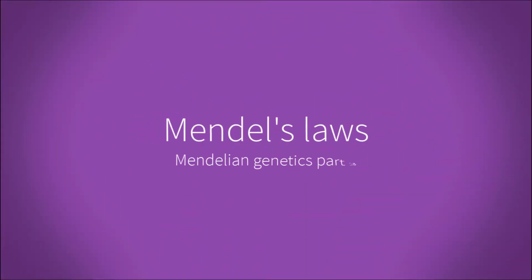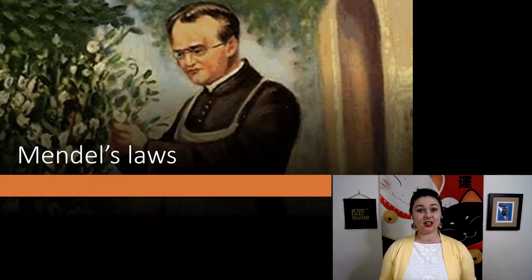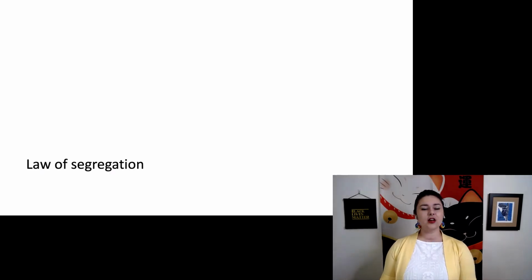From his experiments on pea plants, Mendel discovered three laws of genetics. Since Mendel was so meticulous in the breeding and analysis of all of his many different pea plants, he was able to discover three common laws that govern the results that he found. The first law is the law of segregation.